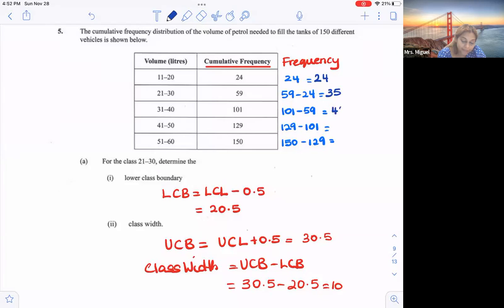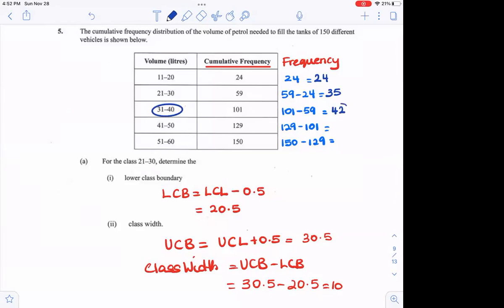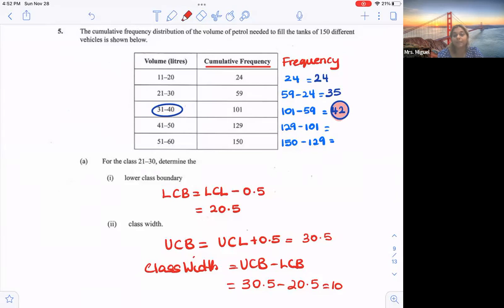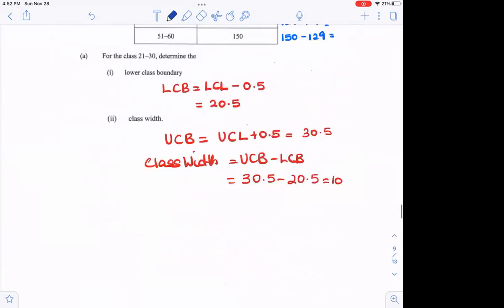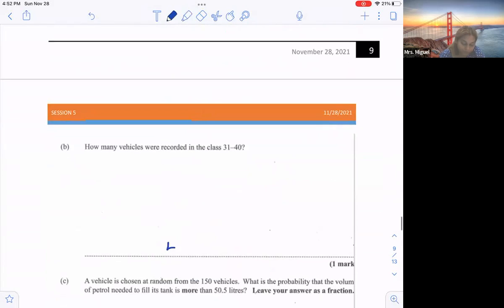So how many cars needed between 31 and 40? How many cars? How many cars was the frequency between 31 and 40? 42. 42. So if you put 101, you would have gotten it wrong, right?